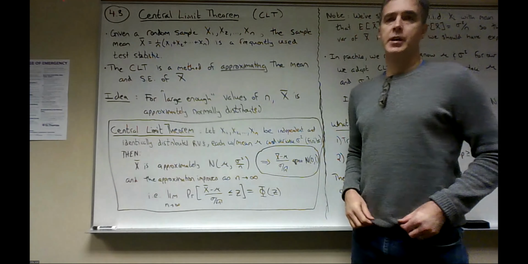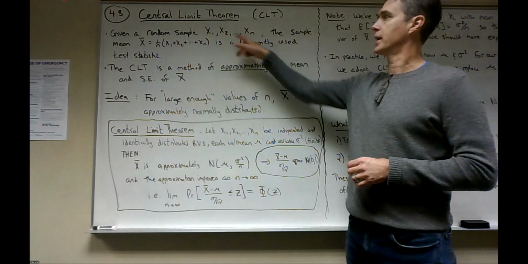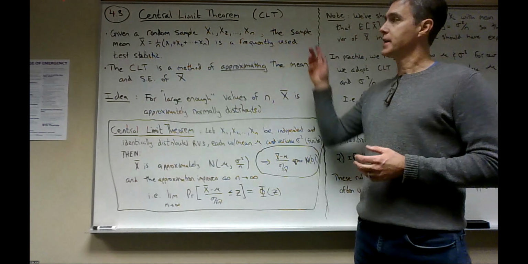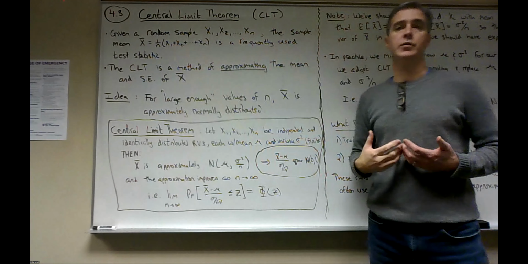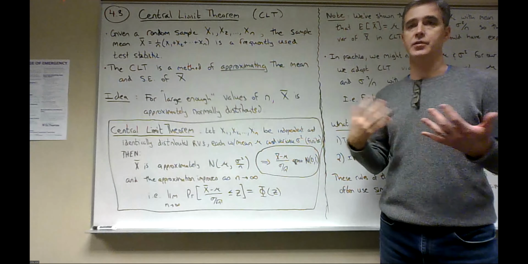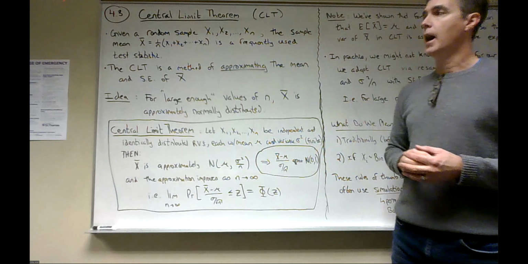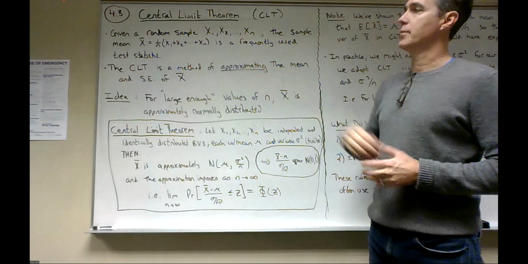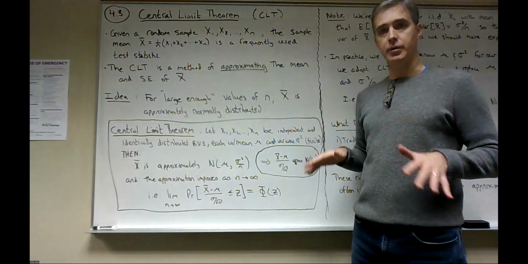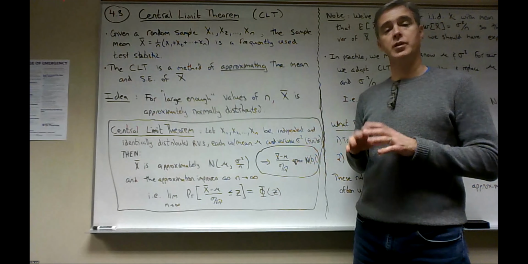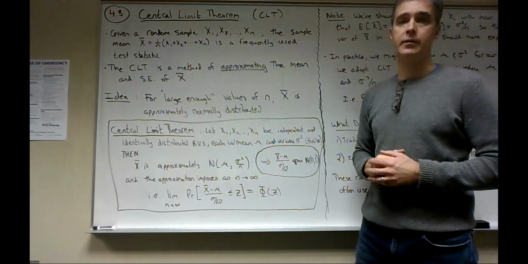So the setup for the central limit theorem is we'll often be given a random sample of data, let's say x1 up through xn. And the sample mean, the sum of the data divided by n, is frequently used as a test statistic to answer some kind of null versus alternate hypothesis question. It turns out the central limit theorem gives us a method of approximating a lot about the sample distribution of x bar, namely its mean and its standard error or standard deviation.